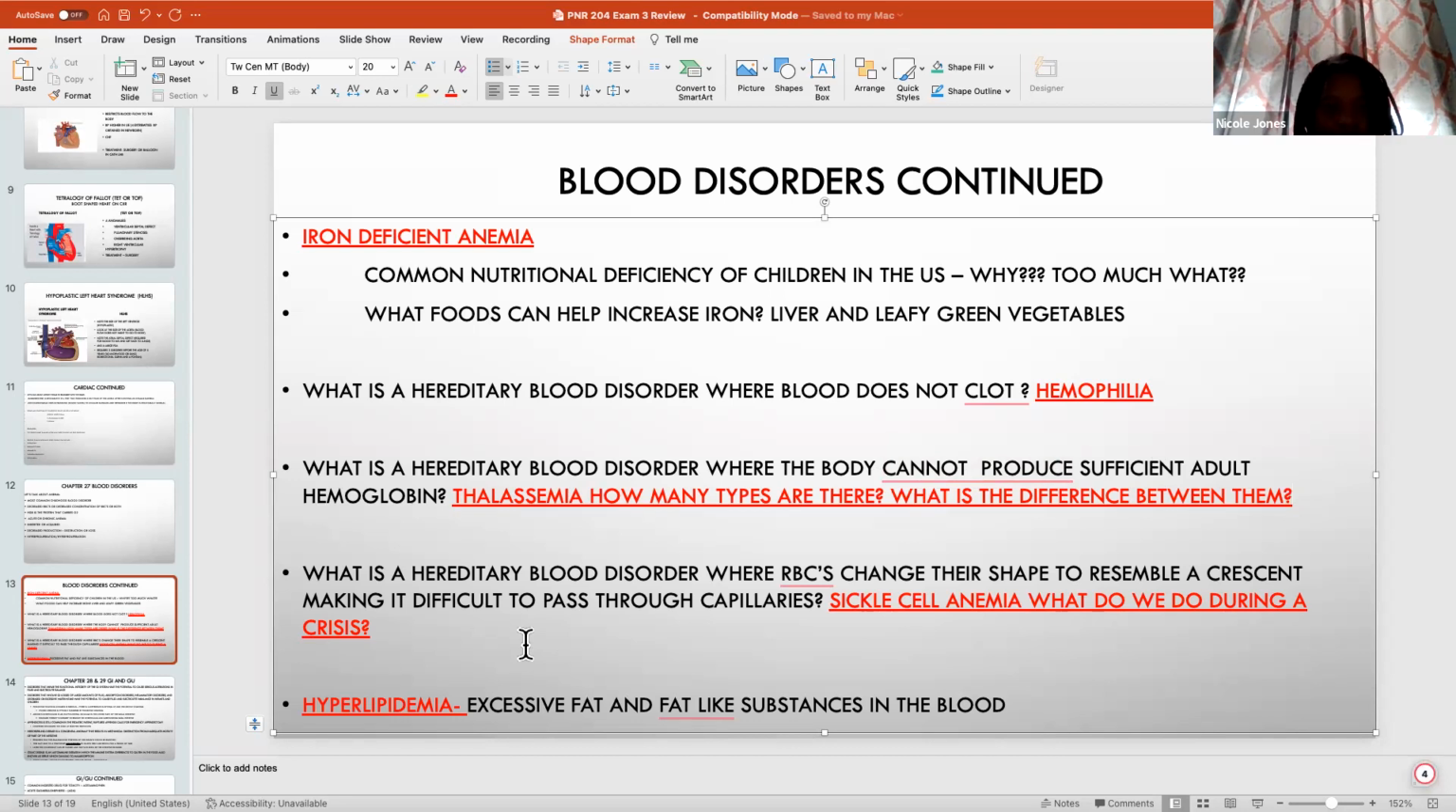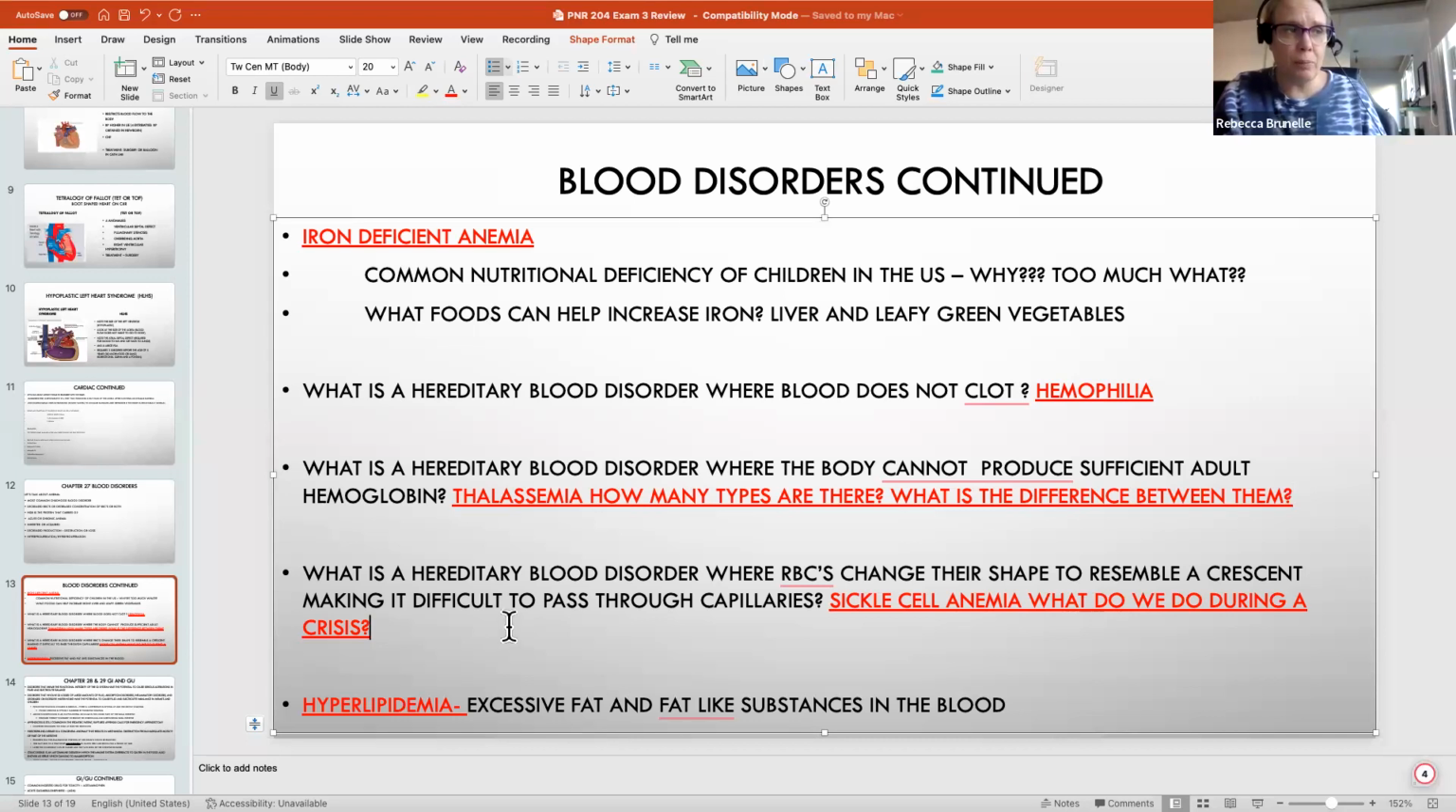I'm sorry, you said if it's from both parents, it's called what? Thalassemia major or Cooley's anemia, with a C. Okay, thank you. And then the other hereditary blood disorder that we talked about is sickle cell anemia. That's where their red blood cells are the wrong shape. They're the sickle shape, or like the half moon shape, instead of a nice round shape.